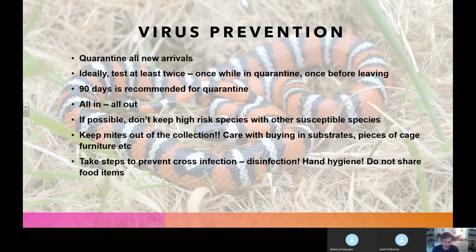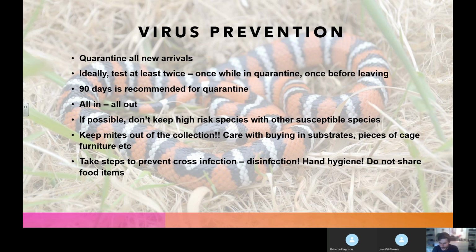Sometimes you don't quite get your swab in the right place and the virus is there, but you just don't manage to find it. So with all of these tests, false negatives are possible. Ideally, while they're in quarantine, we would take serial samples for virology, at least once while they're in quarantine and then once before they leave quarantine as well, just to be absolutely certain that we've not got a problem.